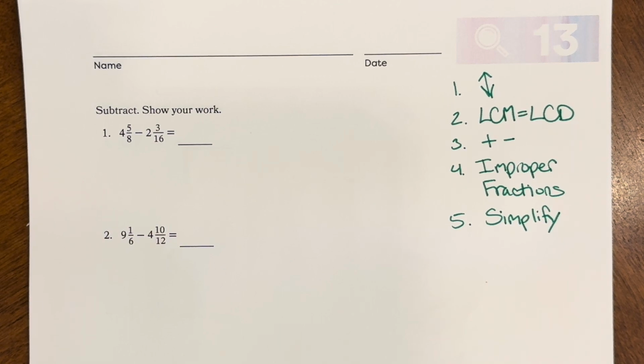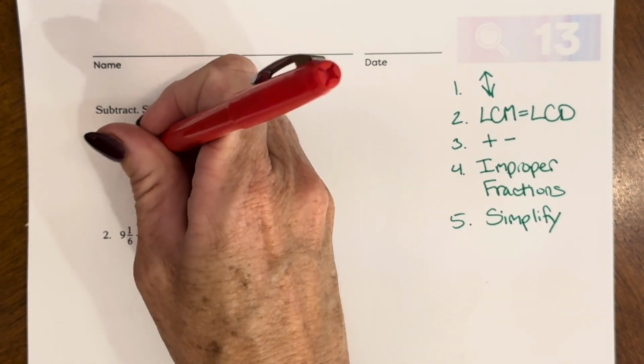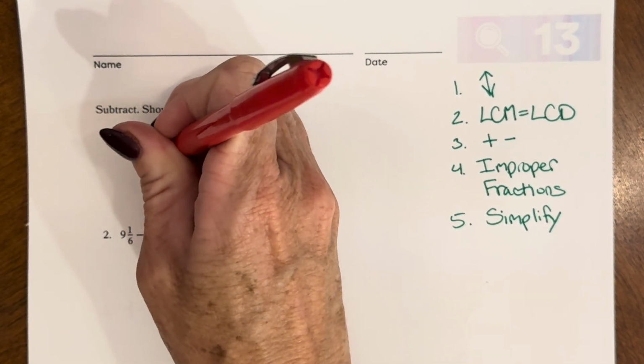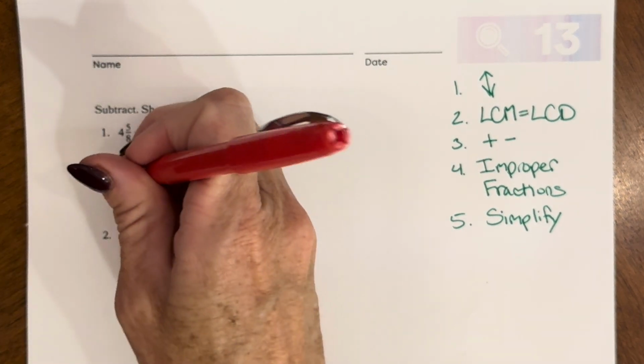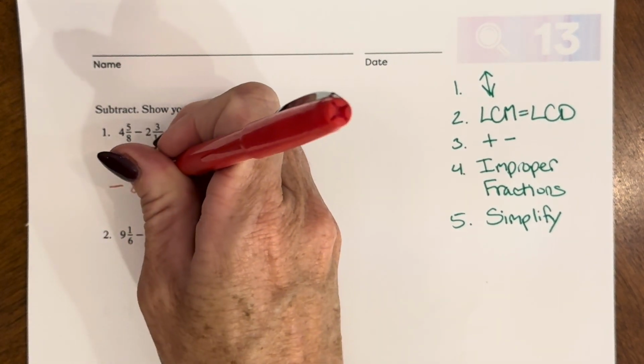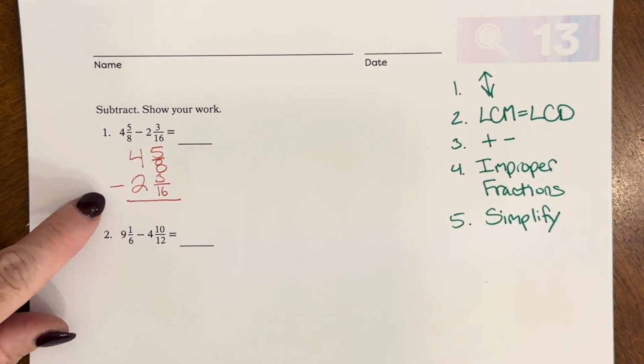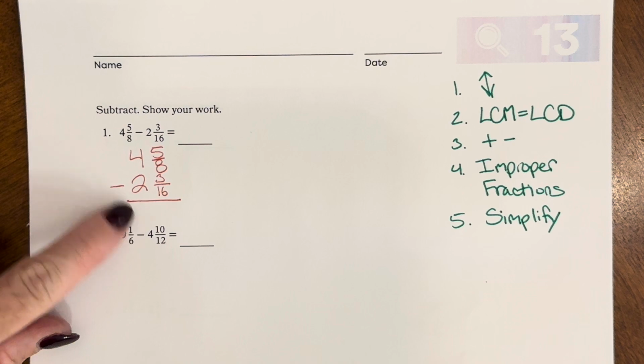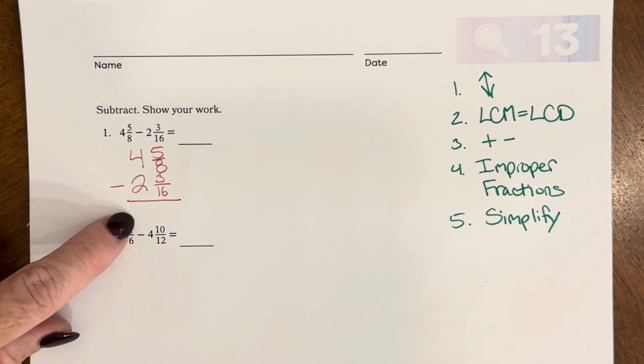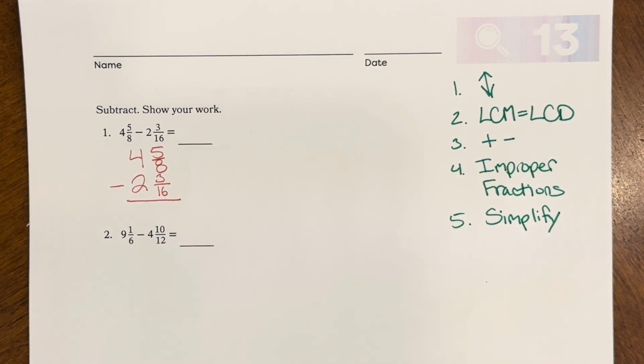Today I'm going to do the first 2 by myself. My first problem says 4 5/8 take away, or subtract, 2 3/16. Some of us are forgetting to always put our line in with our subtraction sign, so make sure we do that. The first thing I did is set it up vertically, and now I need to find my least common multiple, which is my least common denominator.